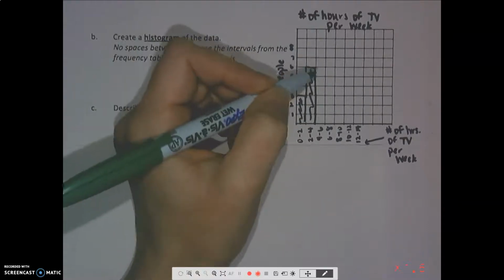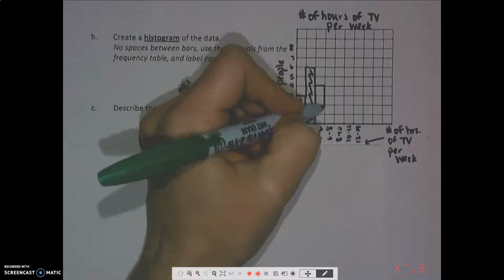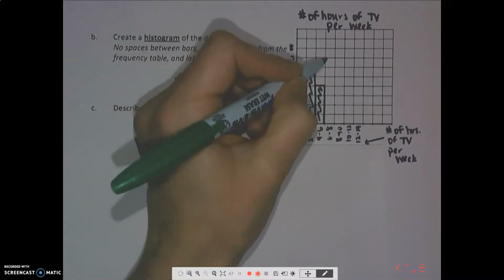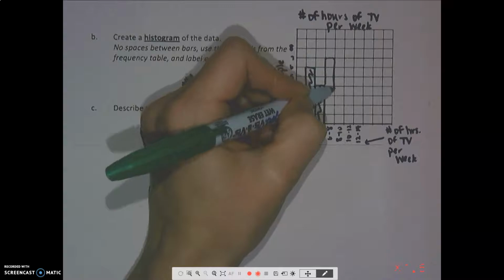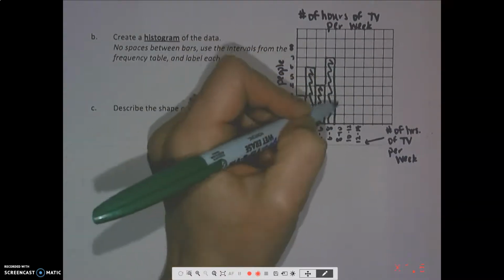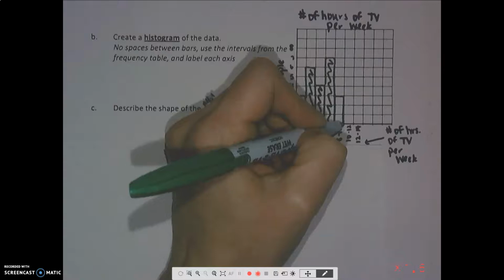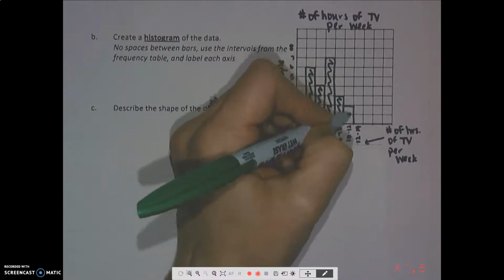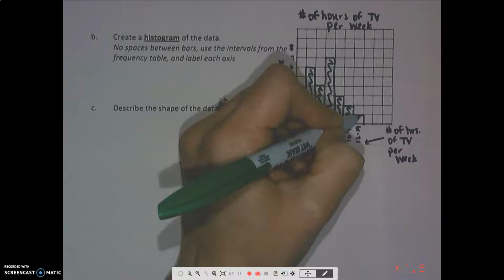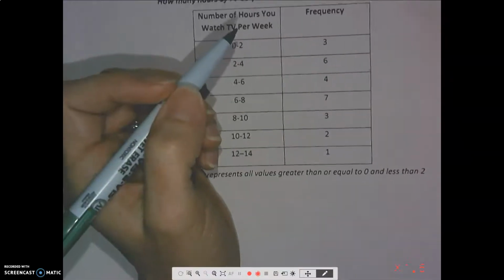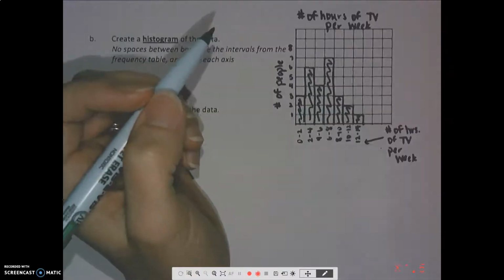You don't have to. From 2 to 4 was 6. 4 to 6 was 4 people. 6 to 8 was 7. 3 people for the 8 to 10 category. 2 people for 10 to 12, and then 1 for 12 to 14. And again, that data just came straight from this table, those numbers, okay?